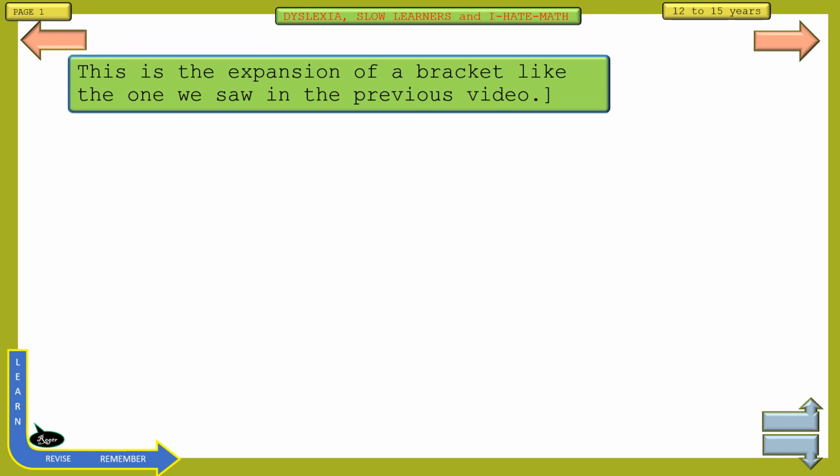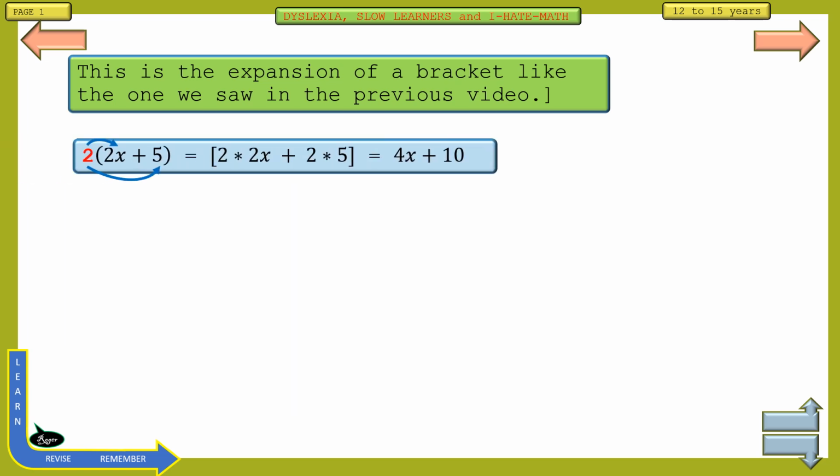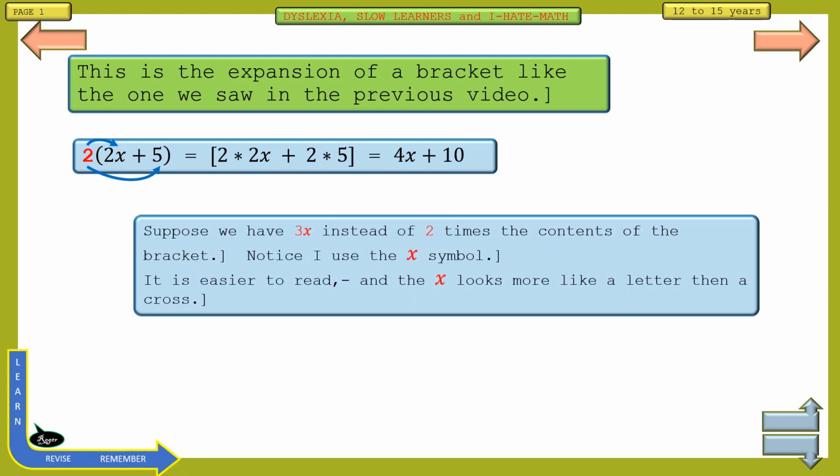To begin, this is the expansion of a bracket like the one we saw in the previous video. We have 2 times 2x plus 2 times 5, and the answer is 4x plus 10. Okay, suppose we have 3x instead of 2 times the contents of the bracket.